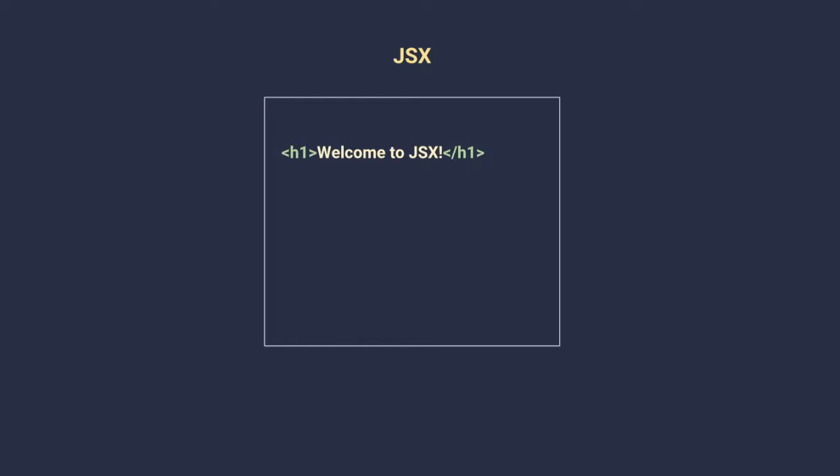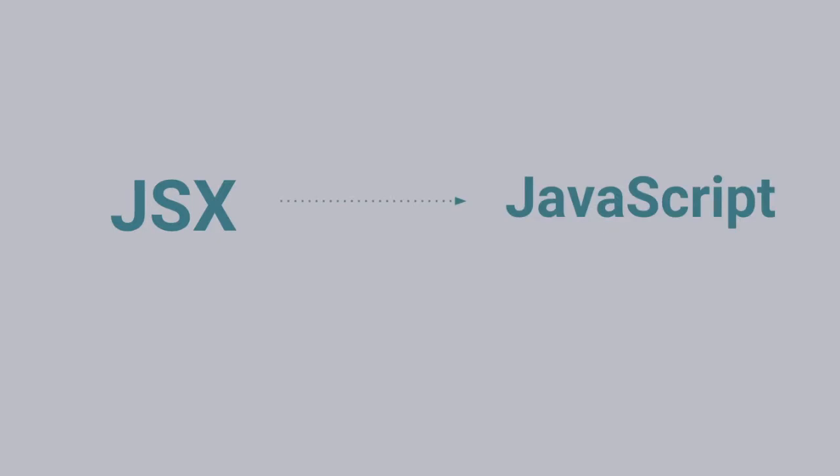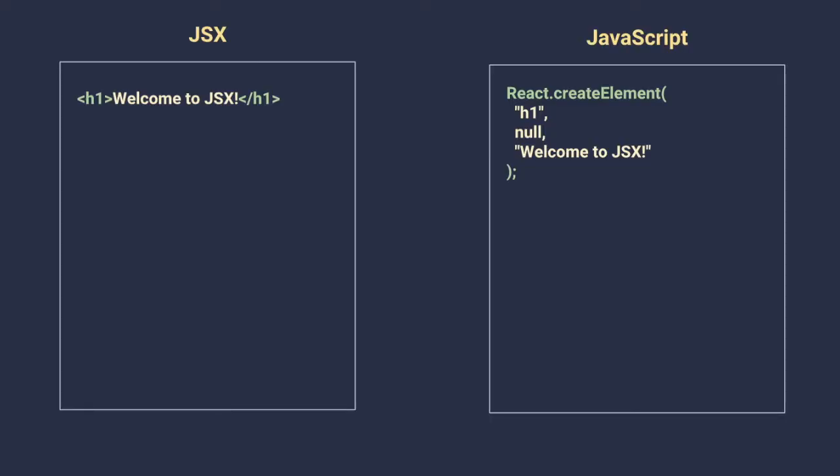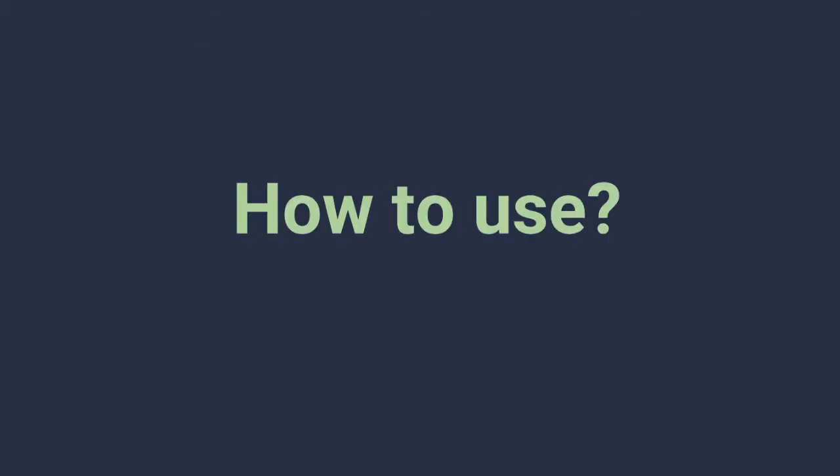So we have a piece of JSX here, and when this JSX is compiled, these expressions become JavaScript functions using Babel loader. Compared to JavaScript, it has better readability and it's easier to write with HTML tags. Let's take a look at some rules of writing JSX.